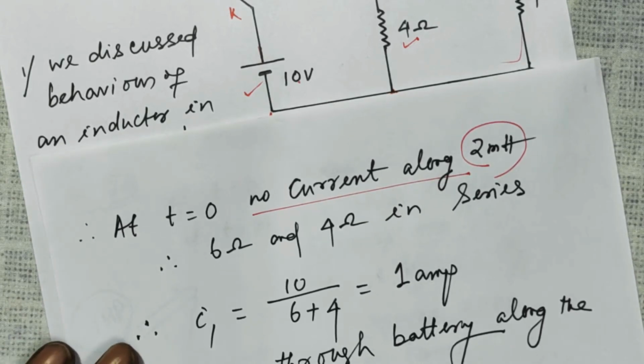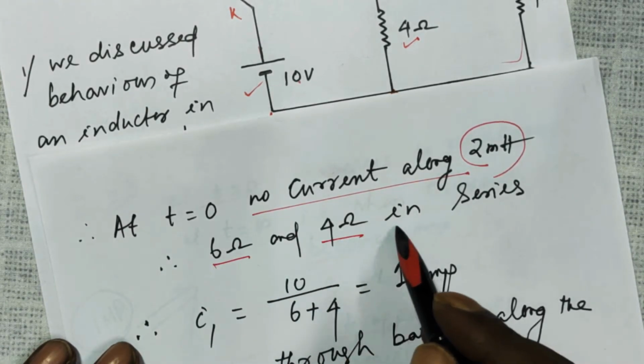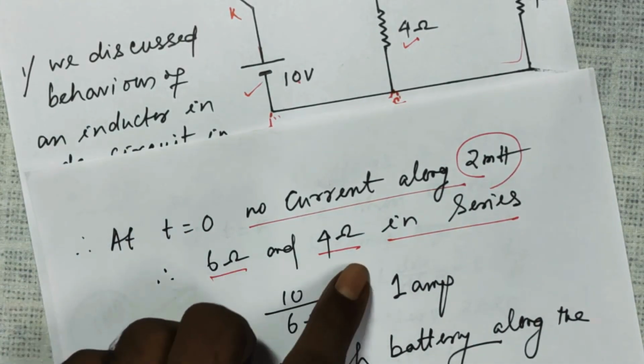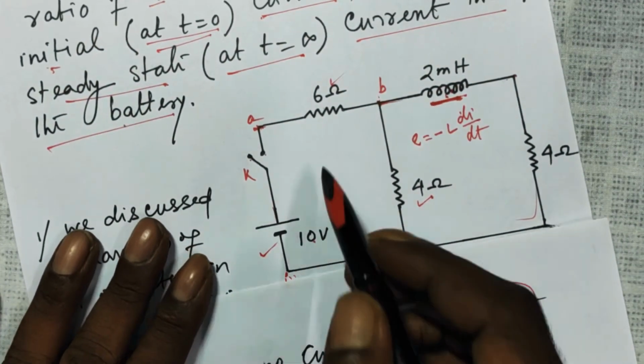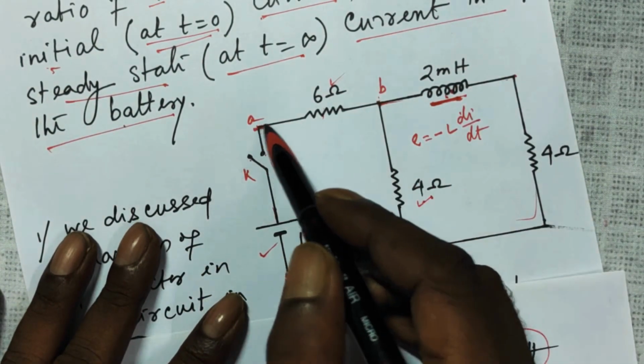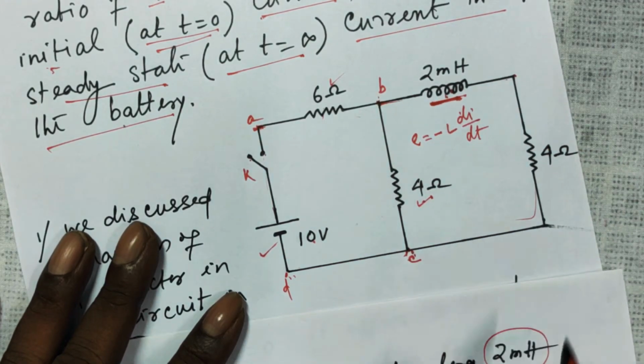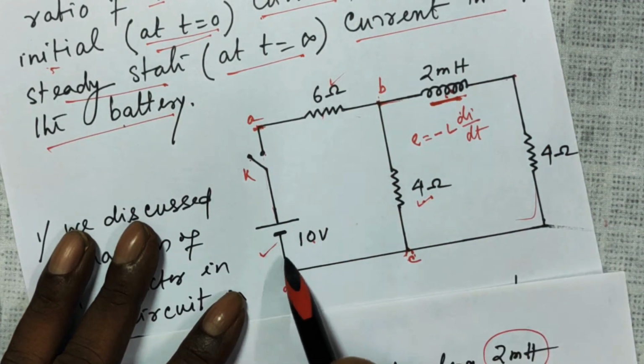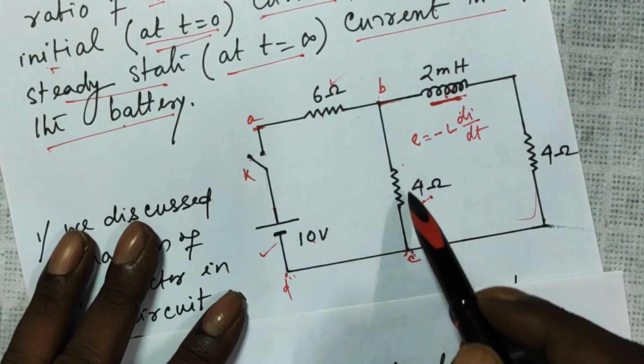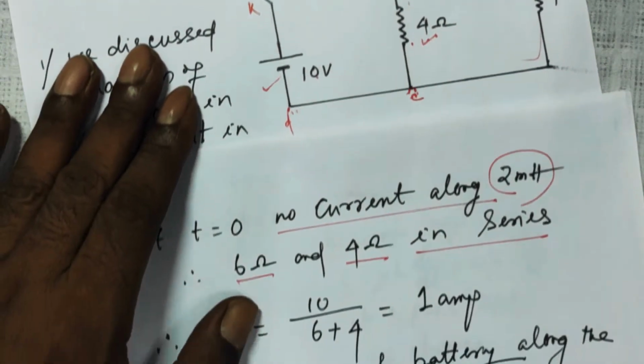So therefore the 6 ohm and 4 ohm are in series. Which 6 ohm, which 4 ohm? This 6 ohm and this 4 ohm are in series. Nothing, no current is to this side. So the effective resistance across this is equal to 6 plus 4, that is 10 ohm.